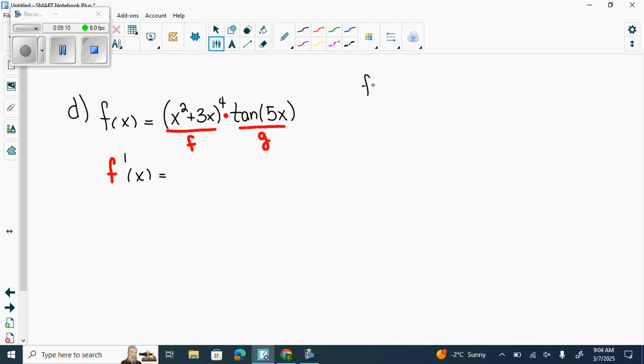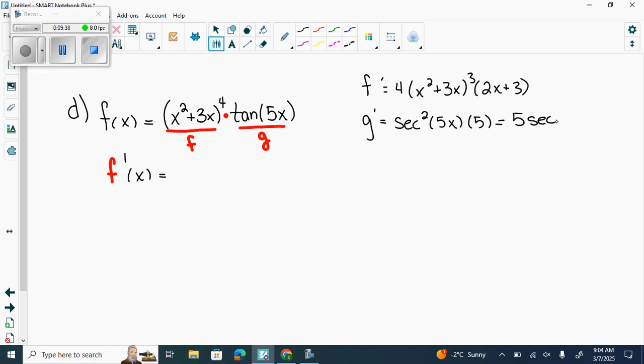So F prime is a chain rule. 4x squared plus 3x to the 3, 2x plus 3 behind it. Right? When we have a chain rule, we know we're going to be able to GCF something out. Yes? That's the point of the chain rule. Except for trig, that doesn't know. So tan 5x is secant squared 5x times 5. And a lot of you, after doing this enough, will just write it as 5 secant squared 5x without doing this second step in here. All right. So we get G.